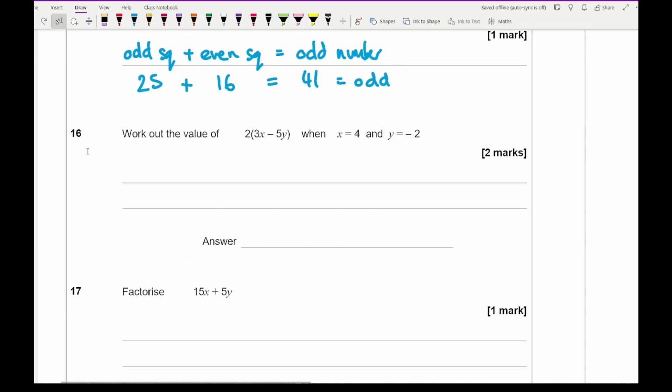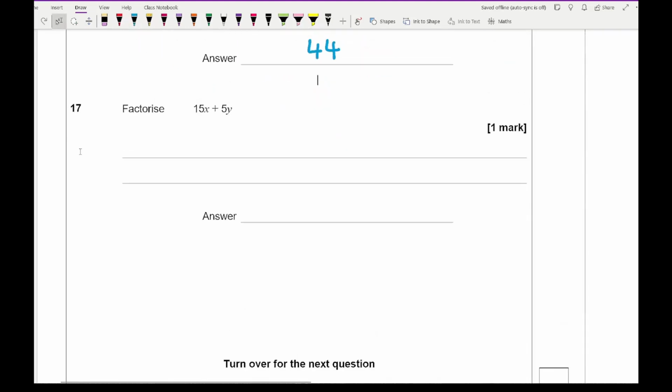Moving on to question 16, it says work out the value of 3x minus 5y when x equals 4 and y equals 2. So here I've got 3 times 4, which is 12, and 5 times minus 2 is minus 10. So working this out, I've got 12 minus minus 10, which is positive 22, giving me a final answer of 22. Question 17, it says factorise.